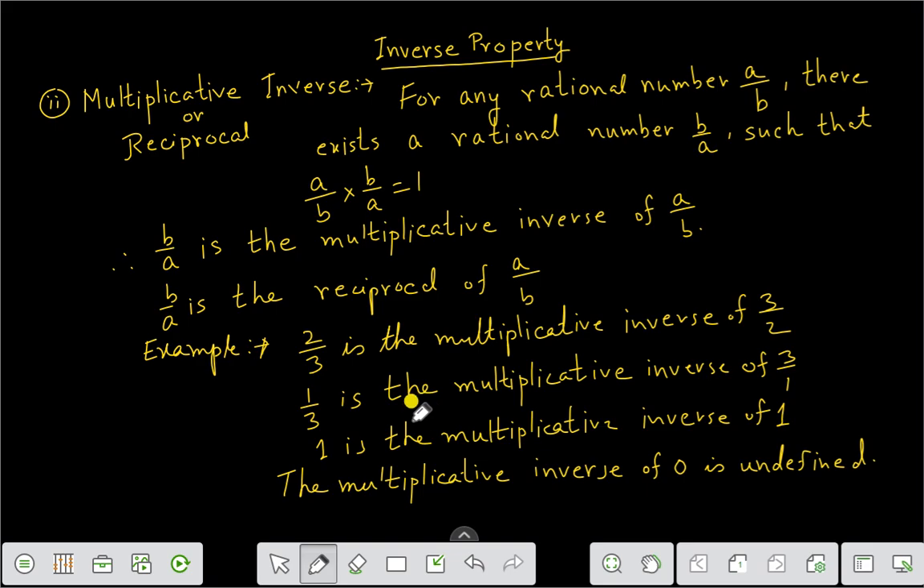Right? Now we will deal with multiplication by 0. Let us come to the next phase, that is multiplication by 0. What will we get? Here every rational number multiplied with 0 gives 0.